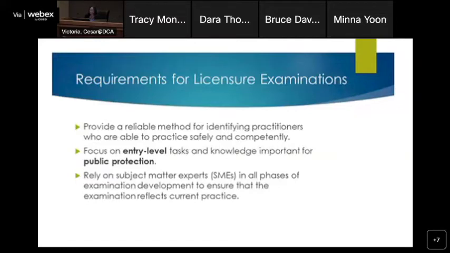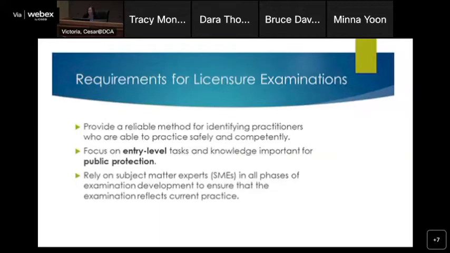Now, why do I go over this? Because not everybody really understands the requirements of licensure examinations. People assume that it's an exam that might be developed inside of a board, bureau, or committee, and that it's sort of arbitrarily put together and it's used for gatekeeping, things like that. That's not the case. Again, we want to focus primarily on competencies for safe and competent practice.